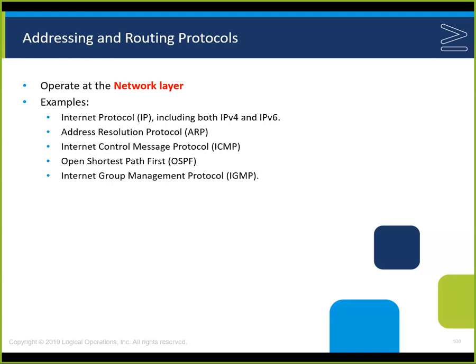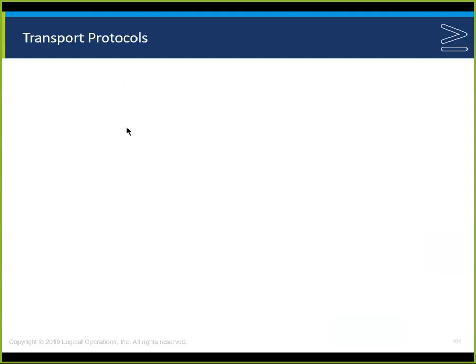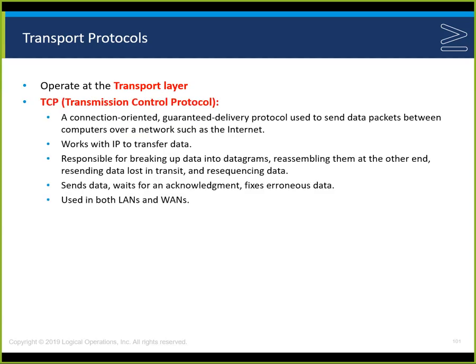ICMP, the Internet Control Message Protocol, the best known that we use is the ping protocol. The echo request and the echo reply is part of that. OSPF is the routing protocol that is part of CCNA, the 301 course, and the Internet Group Management Protocol. All of these things are running at the network layer, the protocols that are going to be there. The transport protocols obviously operate at the transport layer.